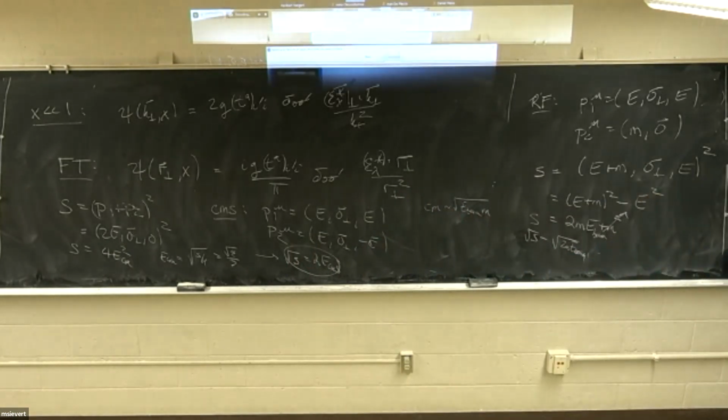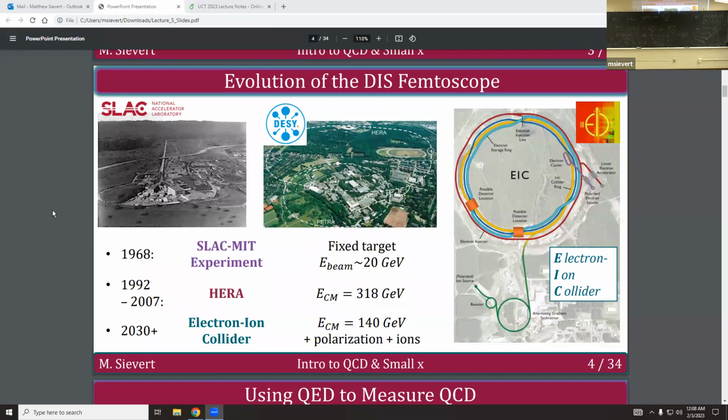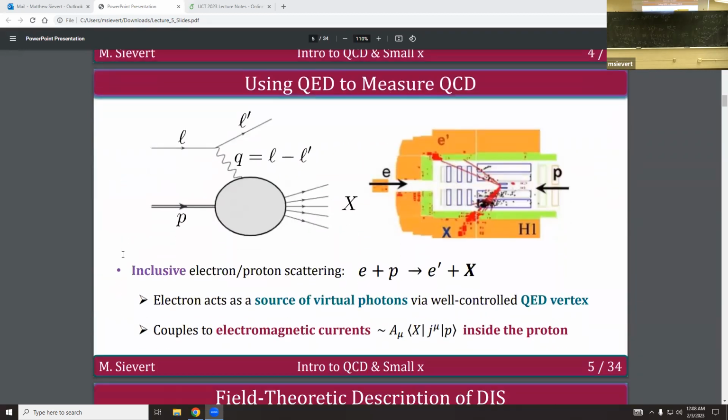Okay, so back to DIS. So this is the evolution of DIS from its first days where we discovered QCD to the near-term future in the EIC. We've talked extensively about gauge theories and how gauge theories communicate. So in terms of using DIS to discover QCD, if you didn't know what was inside the proton, you would still know that my electron is going to interact with it by a vertex of the form J mu A mu. I know that just because the photon is a gauge particle.